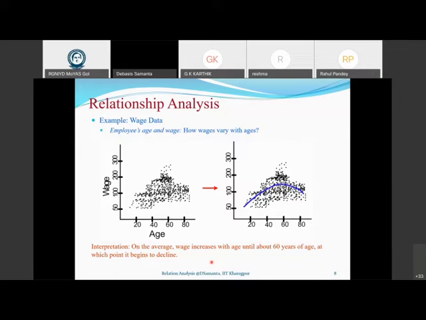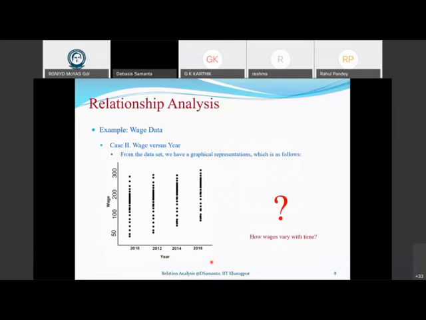So we can say that yes, salary varies with ages, and till 60 years of age, salary usually increases, and after 60 years of age, it slowly decreases. This kind of information, which a layman can have from the given data, was not possible from the raw data actually. So this is one typical example of a relationship analysis. So you can understand how we can have the idea.